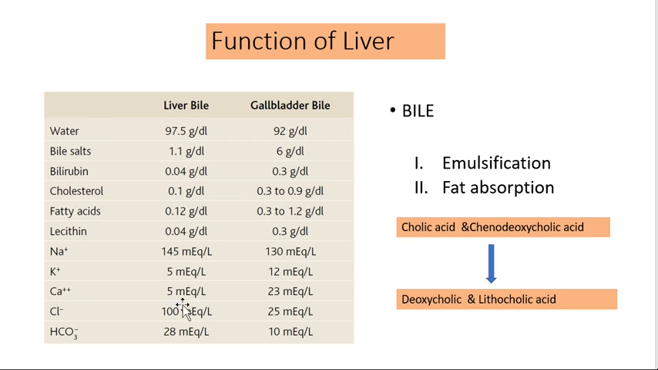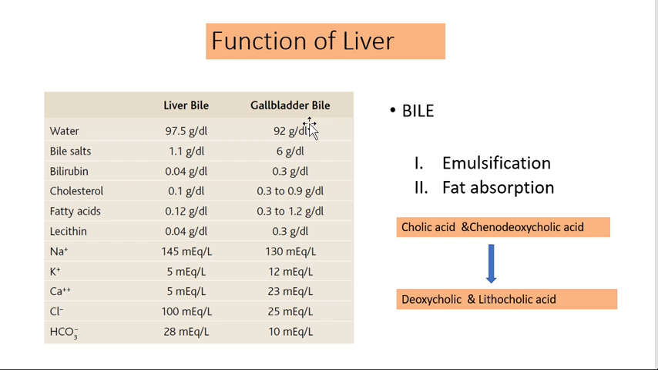But when bile is secreted by the liver, the composition differs from the bile stored in the gallbladder. So the basic role of the gallbladder is to concentrate this bile, increasing the content of bile salts, bilirubin, cholesterol, fatty acids, and some electrolytes, potassium and calcium. So the bile is concentrated in the gallbladder, and then whenever required, it's secreted into the intestine. How it's secreted we will come to know.